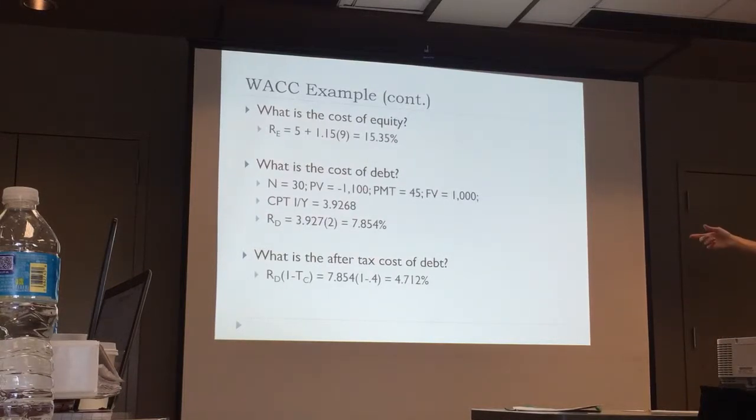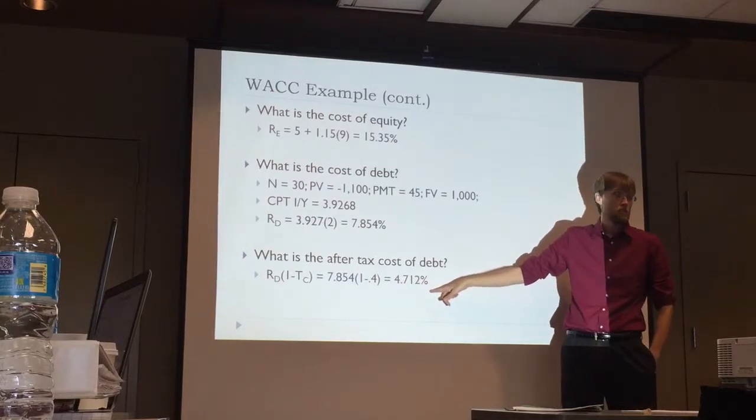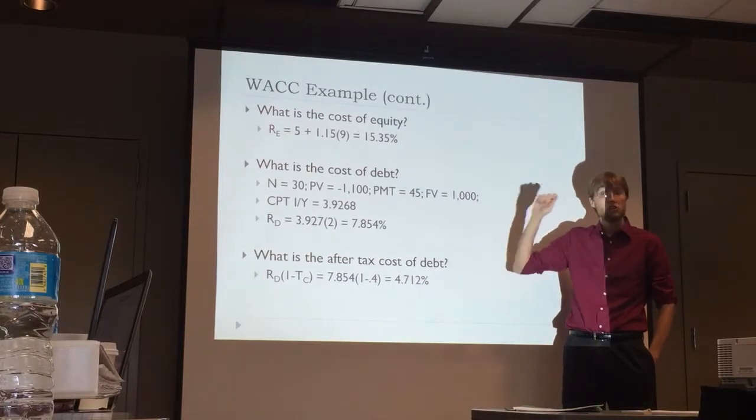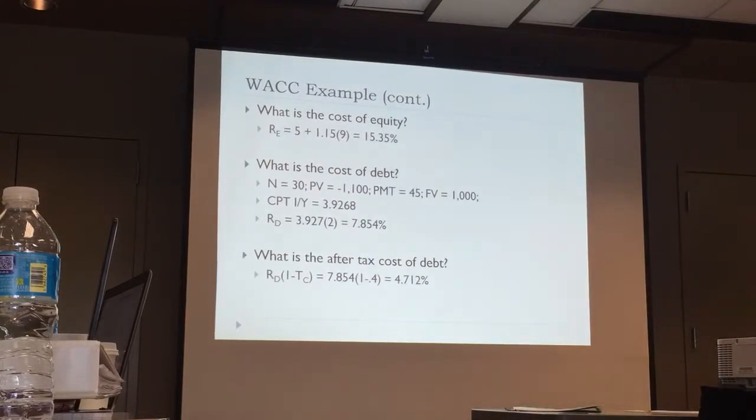We're going to multiply that by 1 minus the tax rate to get the after-tax cost of debt, because that's all the company cares about, right? They're going to get each of those interest payments they send out, they get a write-off. So what they care about is their effective cost of debt, which is 4.7%.